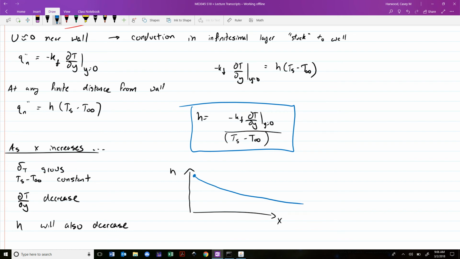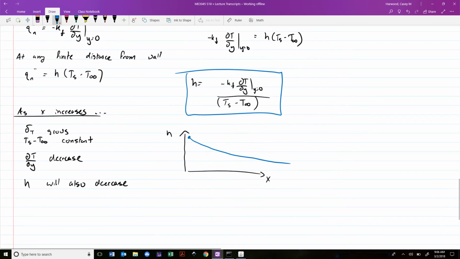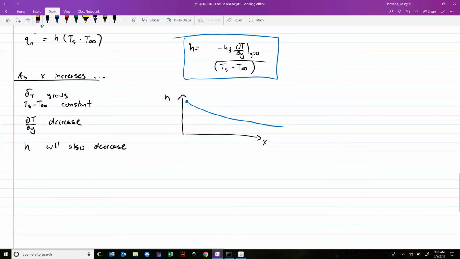This sets up what's known as the convection problem: figuring out h when h itself depends on the temperature distribution and the thermal boundary layer. And figuring out h is going to be the main topic of this chapter. Okay, doing all right. I promise we'll get into a couple of examples on how to use this in just a second.